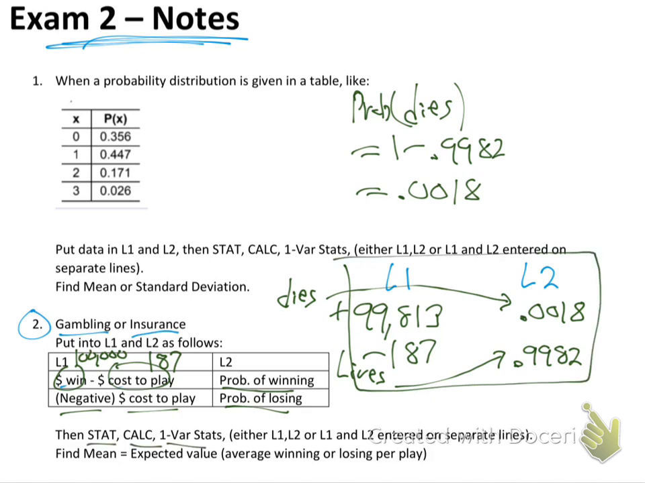Then hit Stat, Calc, 1-Var Stats, L1, comma, L2, and then find the mean, the expected value, the x-bar. Find out what the x-bar is. I'll do it now. Okay, I got -7. That means on average, every one of these policies that people purchase each year, they're going to lose an average of $7 a policy.